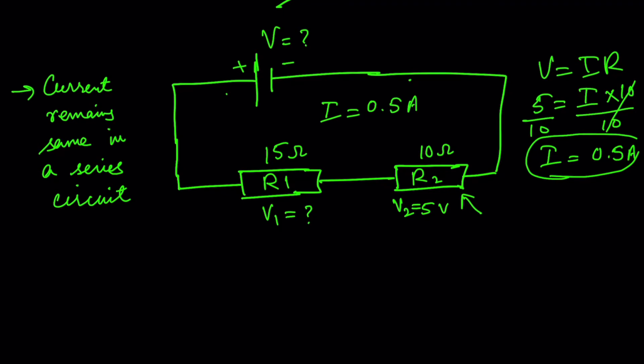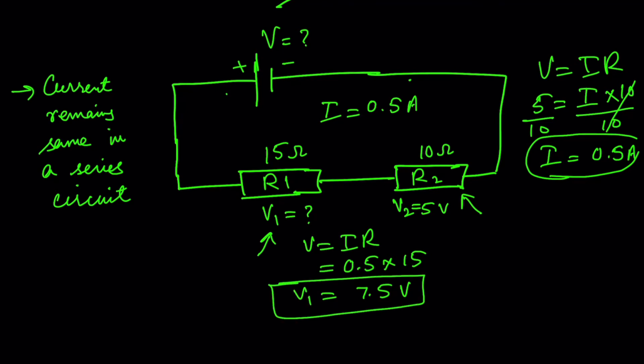Now it's time to find out V1. So let's again use Ohm's law, that is V equals IR. Now I know that the current through R1 is 0.5, so I'll put 0.5 here, times the resistance, that is 15, so I'll write 15 here. Now 0.5 times 15 will be equal to 7.5 volts. So the voltage drop across R1 is 7.5 volts.